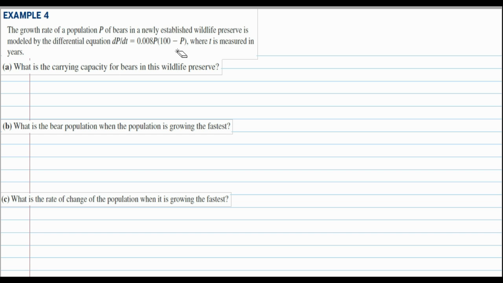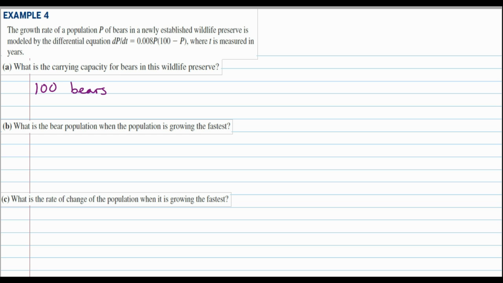So A says, what is the carrying capacity for bears in this wildlife preserve? Well, the maximum carrying capacity that we saw in the previous screen is this M value here, 100. So that would be 100 bears. That is the carrying capacity for bears in the wildlife preserve. The environment can't support any more than 100 bears.